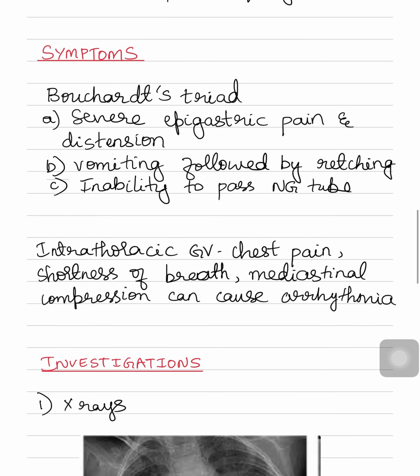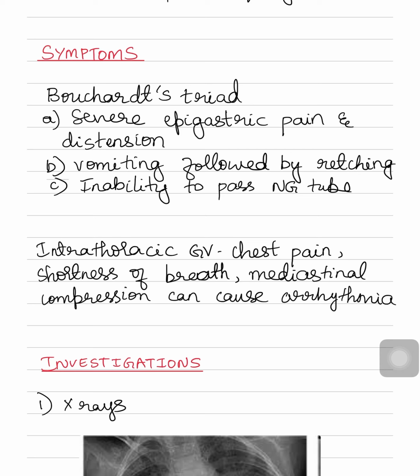Coming to the symptoms, there is a classical triad called Borchardt's triad, which consists of severe epigastric pain and distension. Severe epigastric pain and distension is seen in any hollow viscus organ undergoing ischemia. There will be unexplainable severe pain with no sign of peritonitis. It is the same for the stomach. They will have severe epigastric pain and distension because there is obstruction at the pylorus, and due to obstruction there is a lot of vomiting followed by retching, and you will be unable to pass the nasogastric tube because the stomach itself is rotated and there is obstruction to the pathway, so you are not able to pass the nasogastric tube.